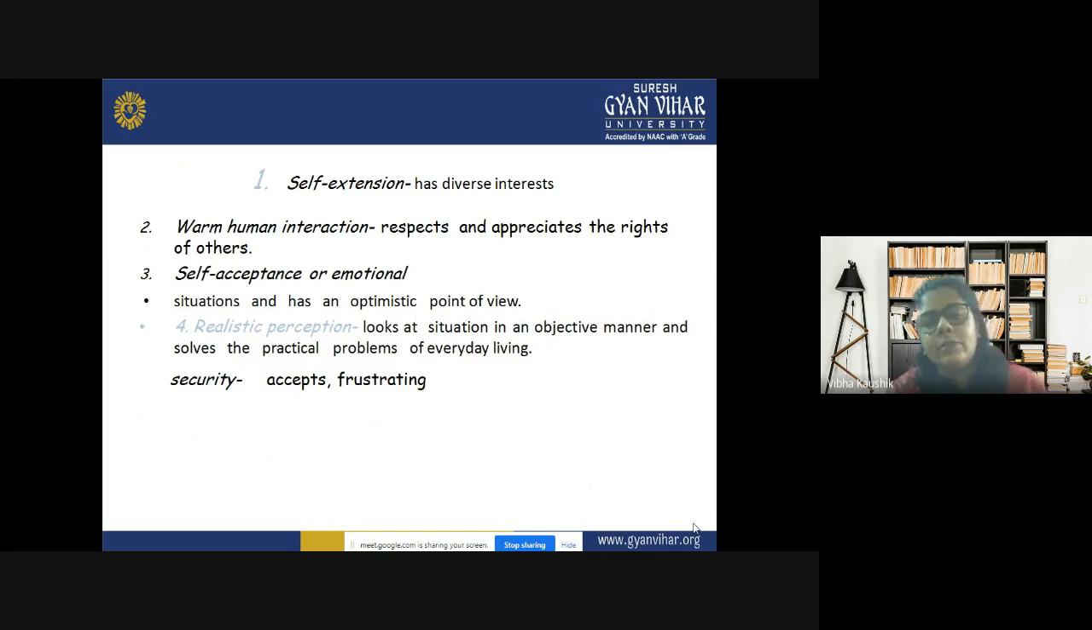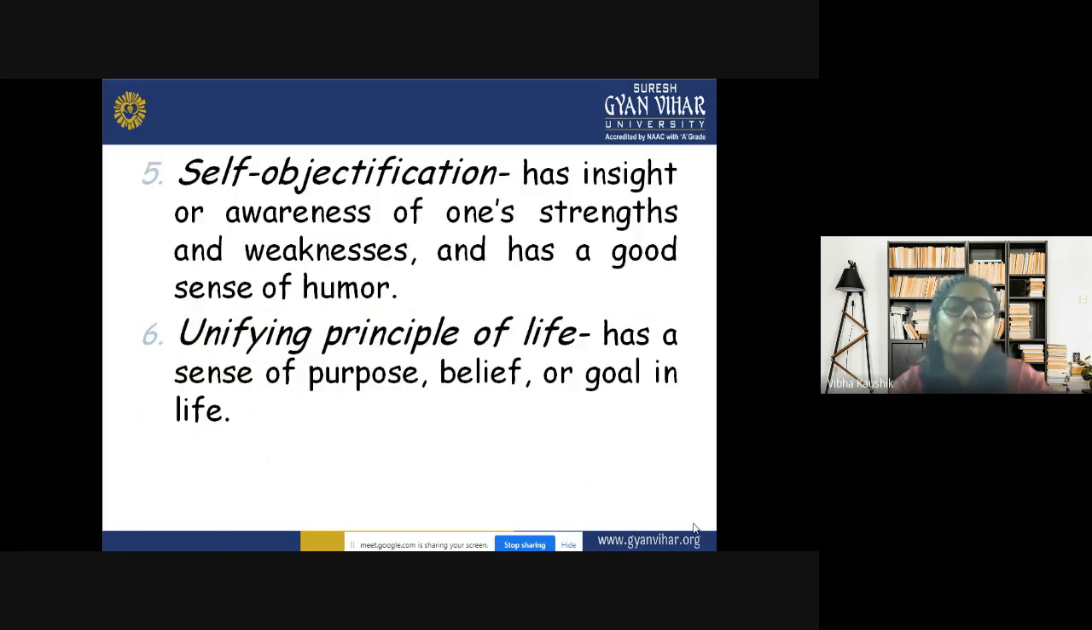Security accepts frustrating. Self-objectification has insight or awareness of one's strengths and weaknesses and has a good sense of humor. By that, he means an insight and awareness that these are my strengths and these are my weaknesses, and has a good sense of humor.